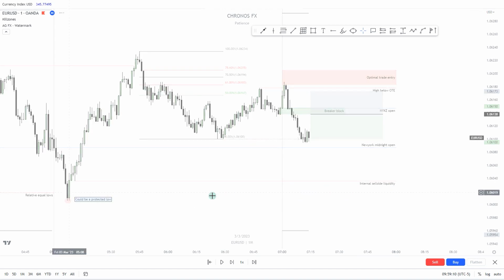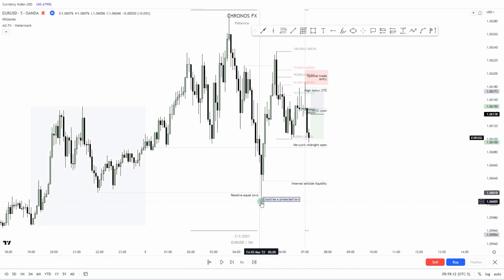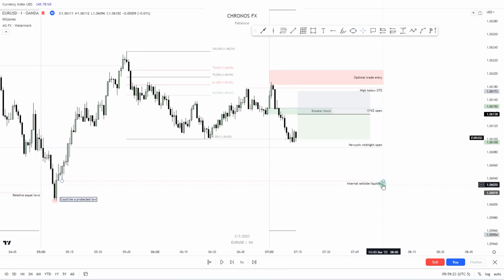Let me show you real quick. On the 5 minute, this is our rejection block. The rejection block is basically the wick that took liquidity, and yeah, that's basically it. All right, so this is my target.